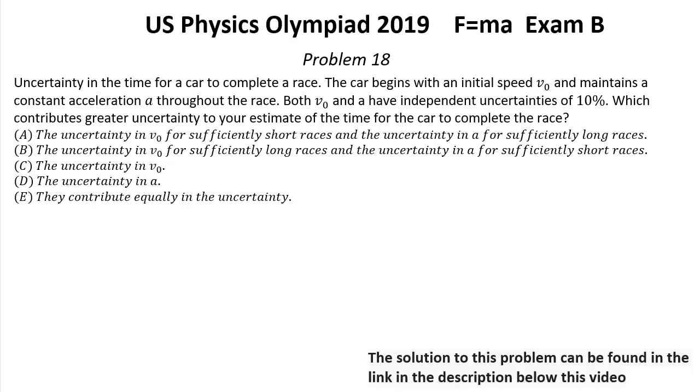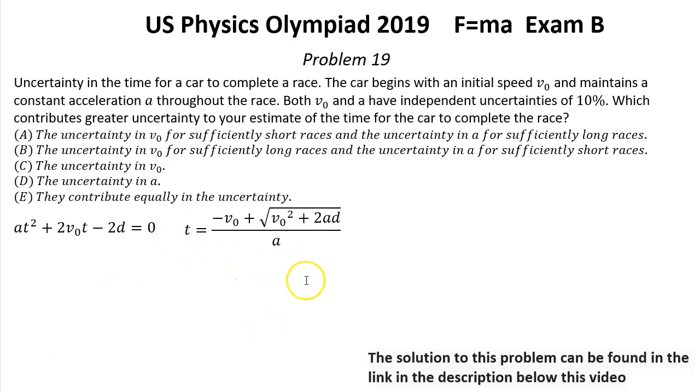Solution for problem number 18. If we have initial velocity, acceleration and full distance, we can find the total time using a quadratic equation: at squared plus 2v0t minus 2d equals 0. The positive root for this equation is this one.